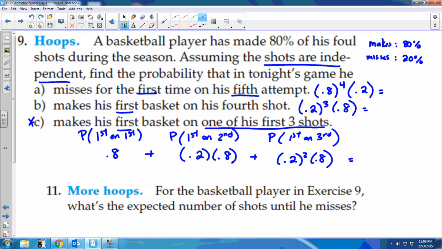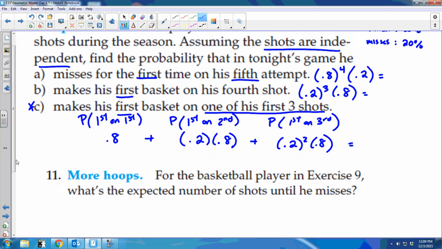Okay. 11 says, for the basketball player in exercise 9, what's the expected number of shots until he misses? So the expected number of shots until he makes the first miss. Remember, the expected value for a geometric model is just 1 over P. P is the probability of whatever we're trying to get first happening, right? So first miss. So what's the probability of a miss? 0.2. So we would do 1 divided by 0.2.